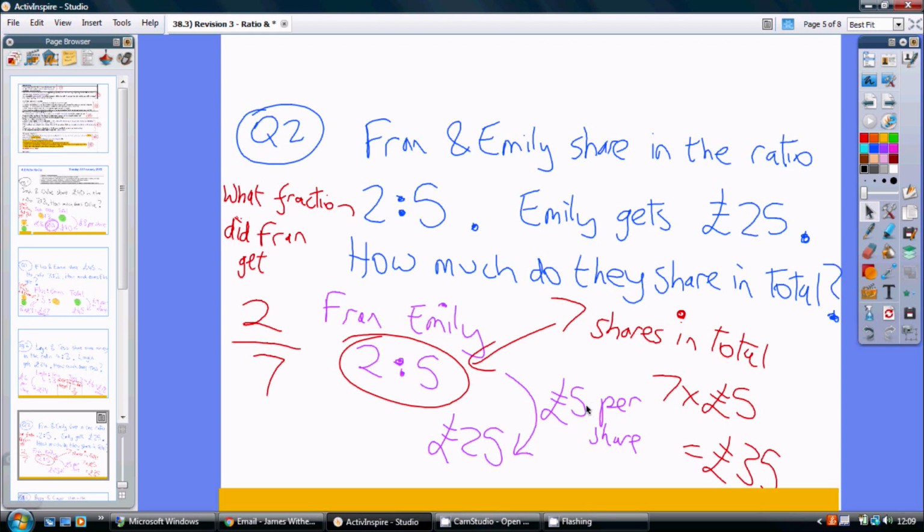So there are 2 ways to work out how much they share in total. You could work out how much Fran got, which would be 2 lots of 5, which is 10, and say Fran's got 10, Emily's got 25, so that's 35 in total, which is perfectly good. Or alternatively, you could say the number of shares they have in total between them is 2 add 5, which is 7. Each share is worth £5, 7 fives are 35. And again, we were practicing the fractions as we went. What fraction of the total did Fran get? She got 2 out of a total of 7, 2/7.